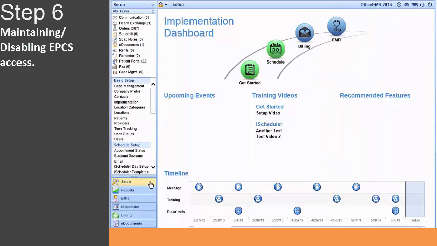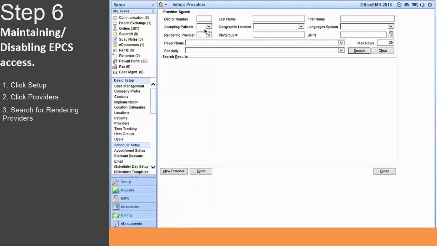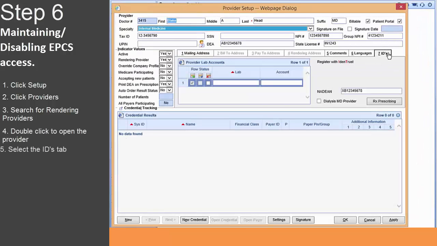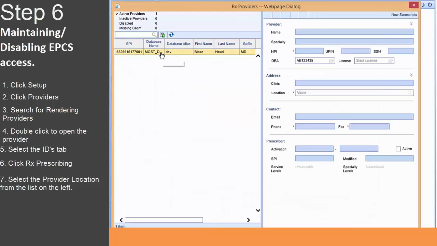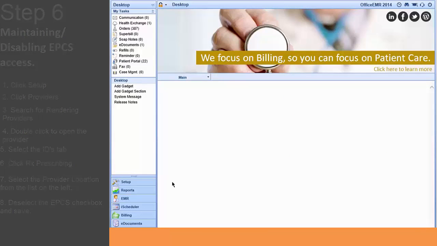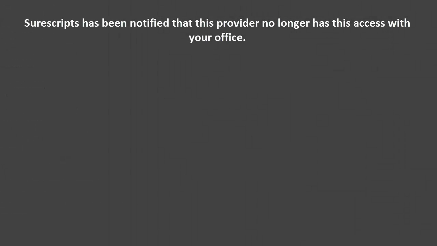This can be done by again navigating to the Setup tab. This time select Providers, search for all rendering providers, double-click on the affected provider's name, select the IDs tab, click the RX Prescribing button, select the prescriber location that is affected on the left-hand side of the screen, deselect the checkbox labeled EPCS, click Save. This has now notified SureScripts that this provider can no longer have access to this type of module within your office.